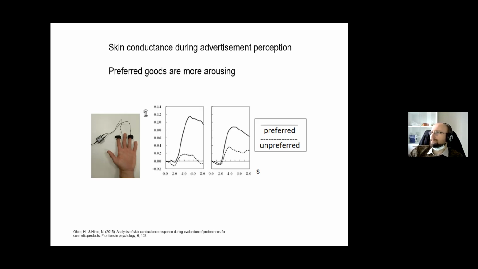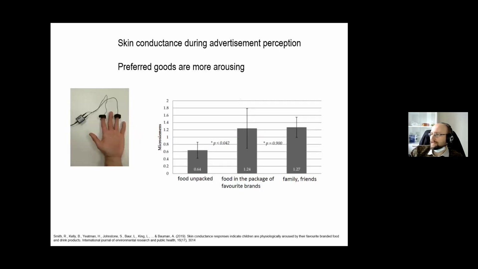So more or less, marketing people begin to use psychophysiological equipment as well. Another study, also about advertisement, presented unpacked food, and food in the package of favorite brands of subjects individually, and family and friends of these subjects, of course, individually, because as I said first, family and friends are more or less the most pleasant stimuli for us.